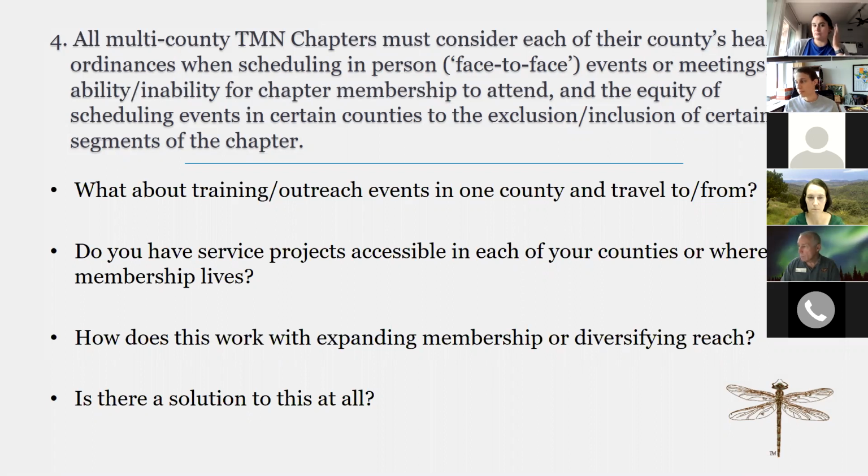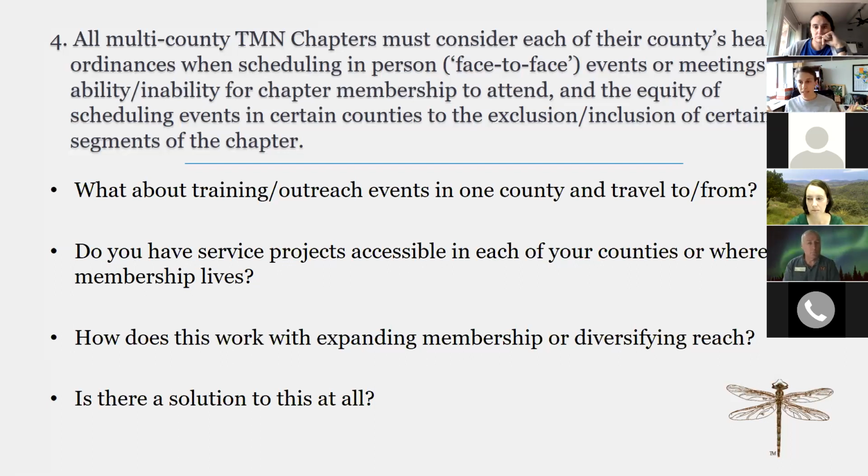How does this work with expanding membership or diversifying reach? I was just on the phone last week with Bert Stabilikovich from Coastal Prairie chapter. He was talking about wanting to increase his membership, diversify his membership to other counties within his multi-county chapter. And how do you expand and host new projects in counties when we're trying to think about that equity of travel and potential disease spread between counties?